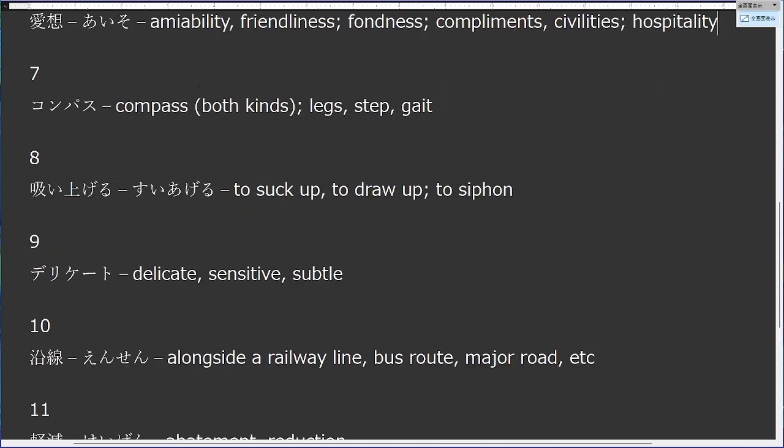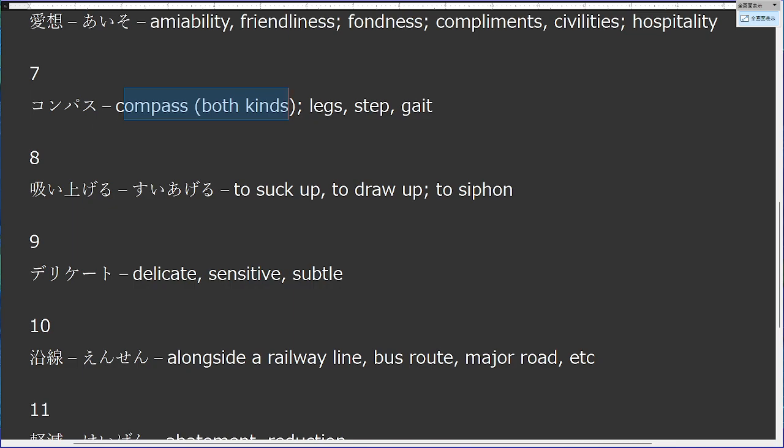Number 7 is compass. This is all katakana. Should be pretty easy to remember. This is both kinds of compass. Can be a compass just like in English. A compass is either like a metal rod compass that shows you north, or it can be a compass that shows and measures angles, like you might see a compass and sextant kind of deal on an old fashioned boat, or maybe they probably still have a backup compass even on today's modern boats.